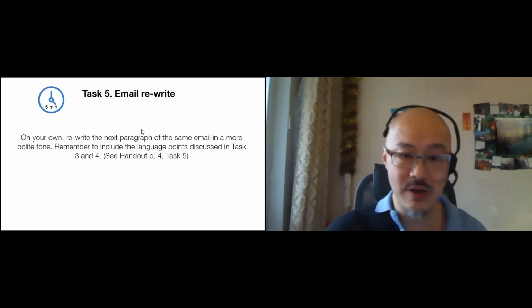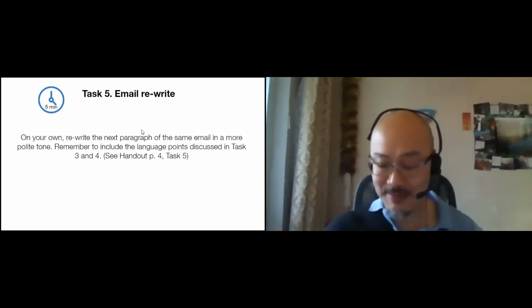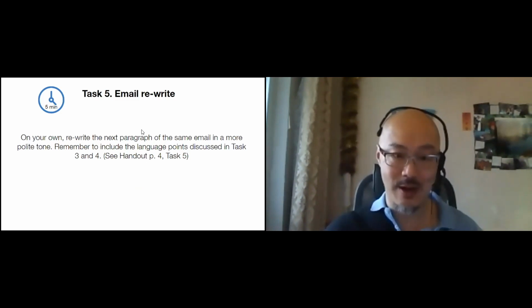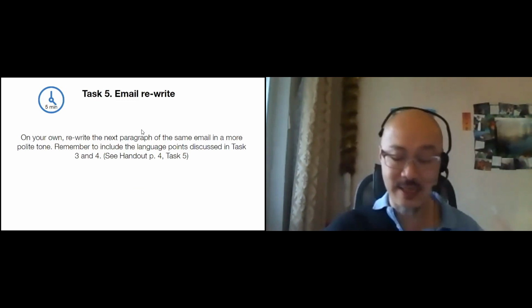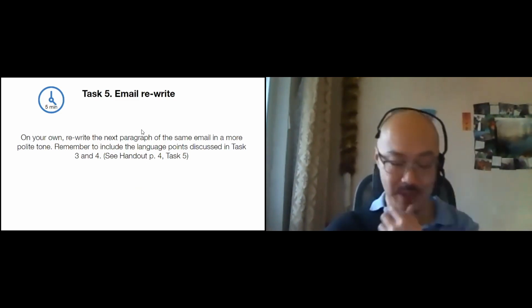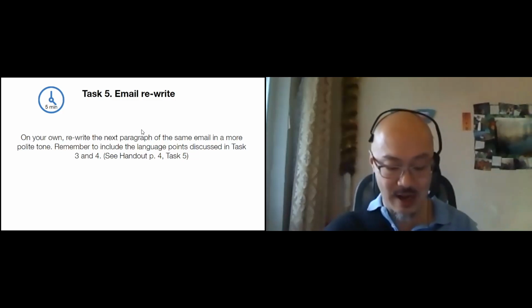Right, next task. So on your own, rewrite the next paragraph of the same email in a more polite tone. Remember to include the language points discussed in the last part. So those four elements: being pleasant, using linkers, avoiding second person subject pronouns, and using a bit of hedging.